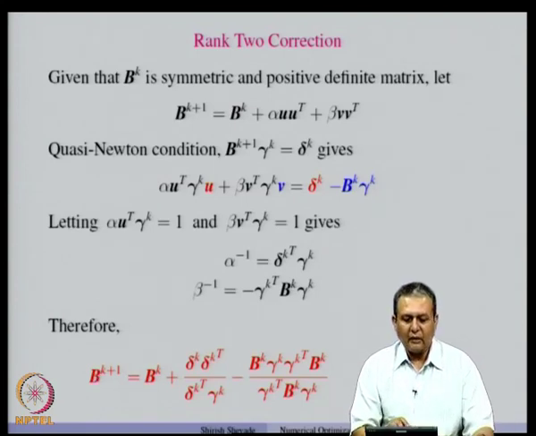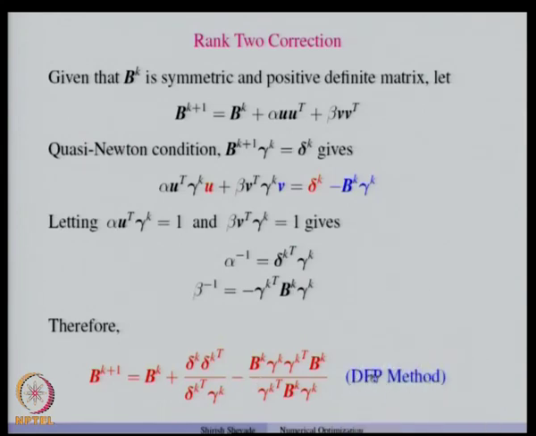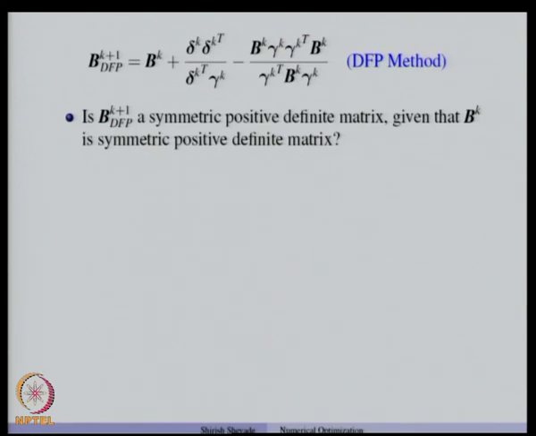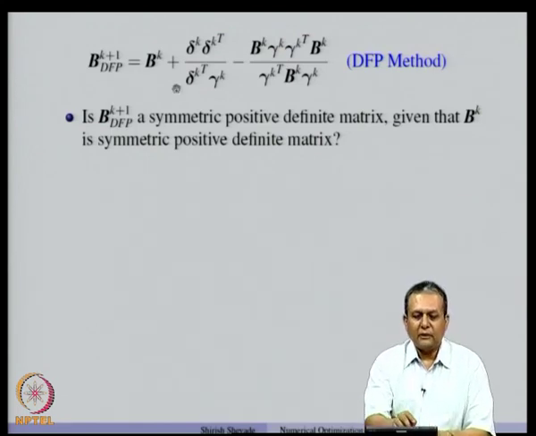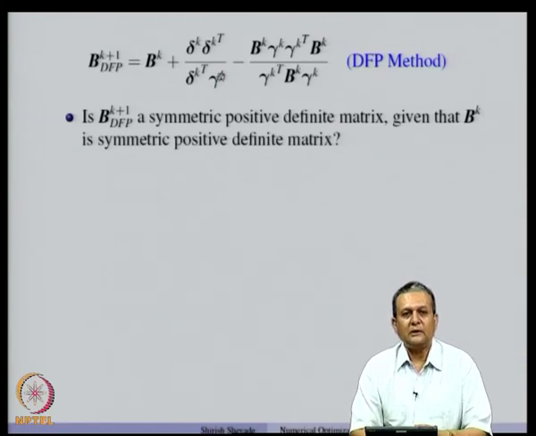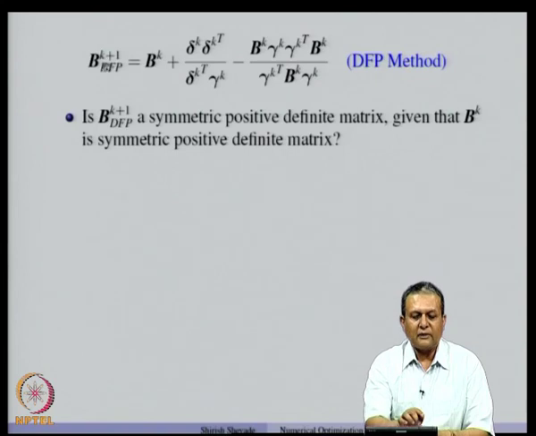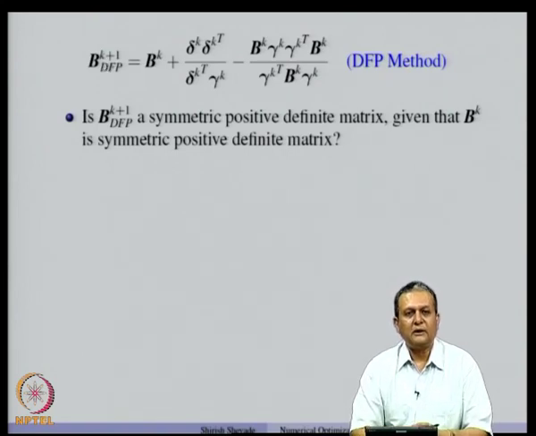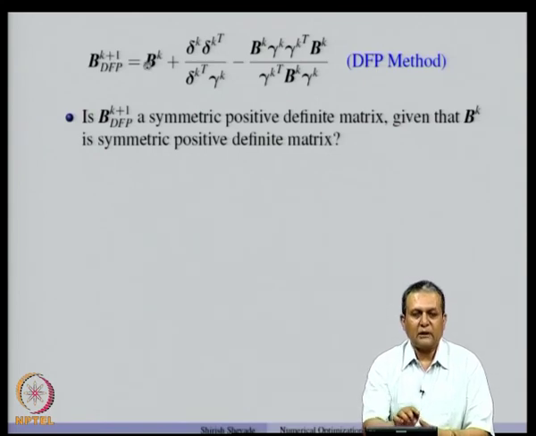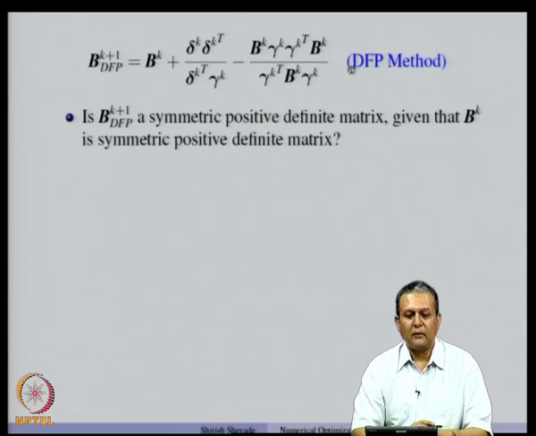So, this method of rank 2 correction is called the DFP method. It is named after the inventors of this method, Davidon, Fletcher and Powell. Now, let us see more about this method. We have this formula, and the question that we would like to answer is whether the matrix on the left side is symmetric positive definite, given that the matrix B_k is positive definite and the matrix on the left side is obtained using this DFP update rule.